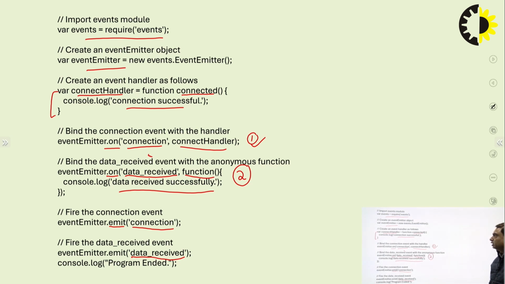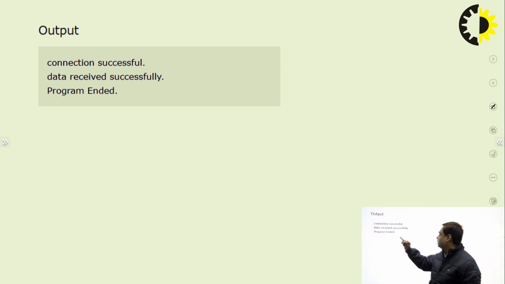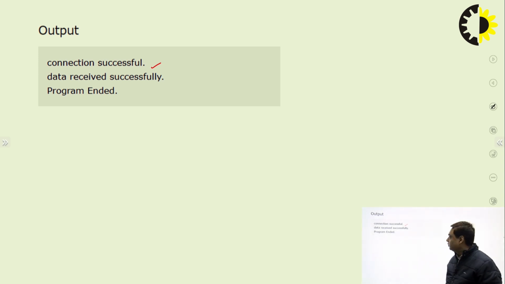So this is a simple program for event handling in which we are binding two events with two callback functions, and the events are fired and the corresponding callback functions are executed. This is the output. You can see first the connection event has been fired, so it is displaying connection successful. Next, the data receive event has been fired, so it is displaying data received successfully.